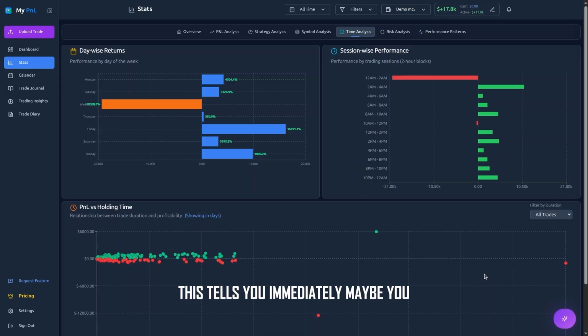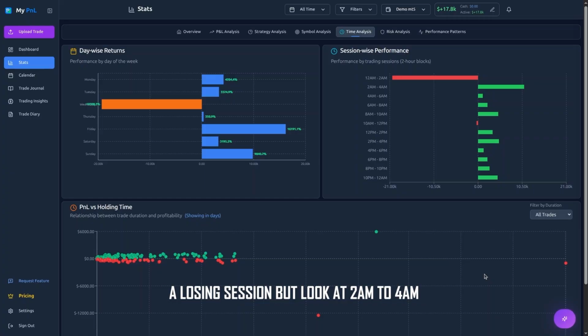This tells you immediately maybe you shouldn't be trading on Wednesday, or at least figure out what's different about your Wednesday trades. The second chart is session-wise performance. This shows your performance in 2-hour blocks throughout the day. Here's what stands out. That huge red bar from 12 a.m. to 2 a.m., that's a losing session.